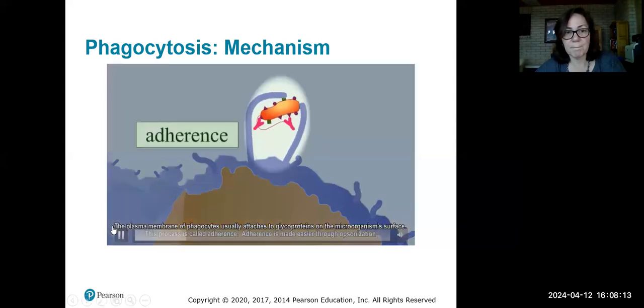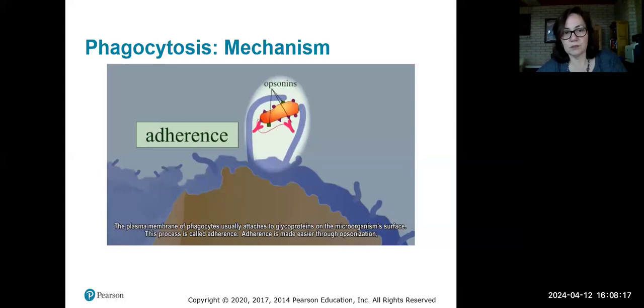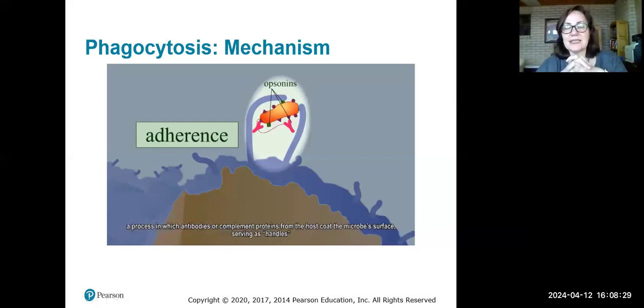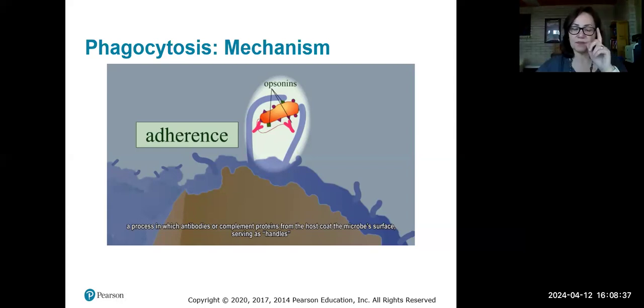The plasma membrane of phagocytes usually attaches to glycoproteins on the microorganism's surface. This process is called adherence. Adherence is made easier through opsonization. Okay, so that's another term I have not introduced. Opsonization, it's from the Greek, and it literally means to add condiments to. You can think of it as to make tasty and make something more attractive to a phagocyte.